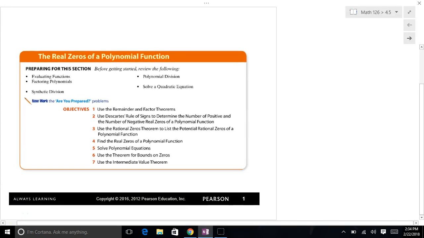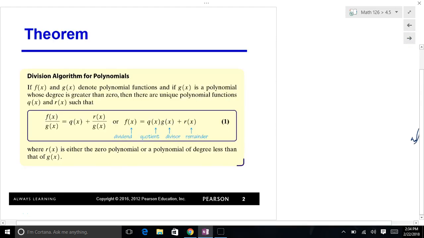We're going to talk about the real zeros of polynomial functions today. We're going to start out with the division algorithm for polynomials. You're probably more familiar with the division algorithm when you're just working with real numbers.